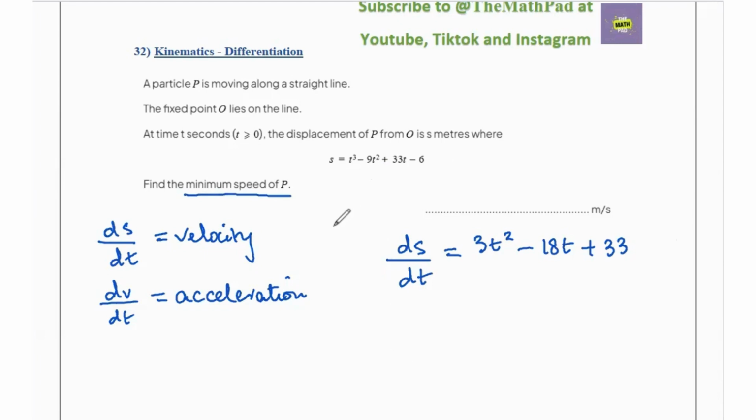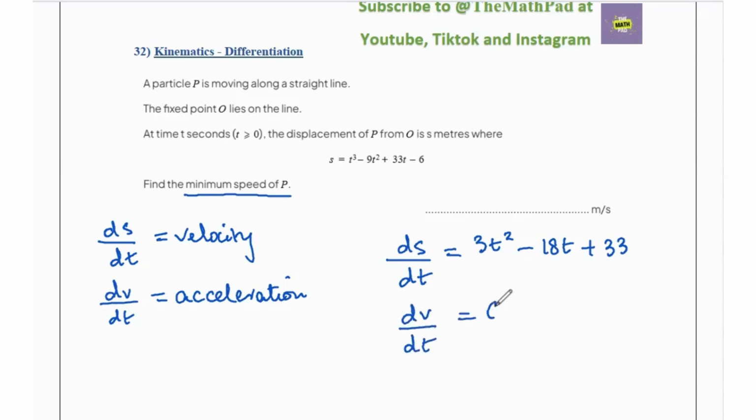They said that we need the minimum speed of P. So for the minimum speed of P, we need to differentiate our velocity function now. Because once we differentiate the velocity function, then we can put that function equal to 0 to find what the value of time is going to be when the speed is minimum. Your speed can only be minimum or maximum when it's at the turning point of the graph. And at the turning point of the graph, we know that the derivative is always equal to 0. So let's differentiate the velocity function now.